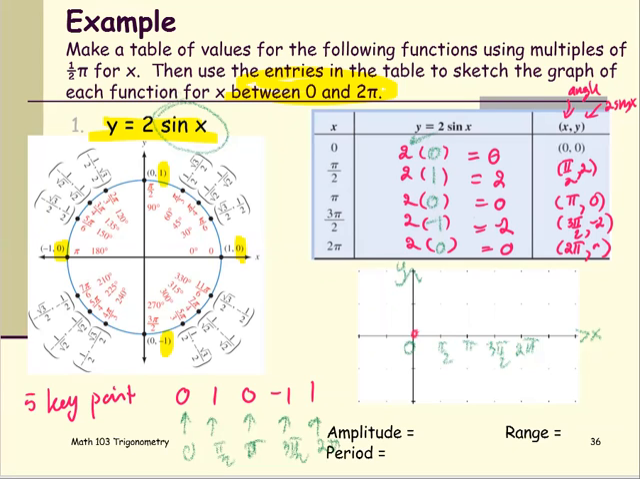We're going to make the scale of y like this: -1, -2, 1, and then 2. At pi over 2, the function value is 2. At pi, the function value is 0. At 3 pi over 2, the function value is -2. At 2 pi, the function value is 0. And then we connect all the points together with a smooth curve, and we get the graph of y equals 2 times sine x.